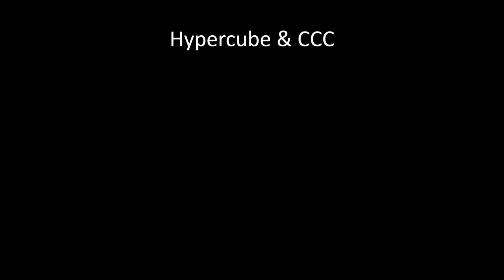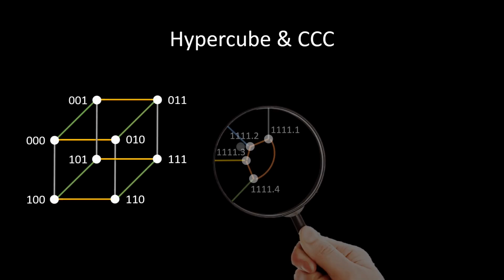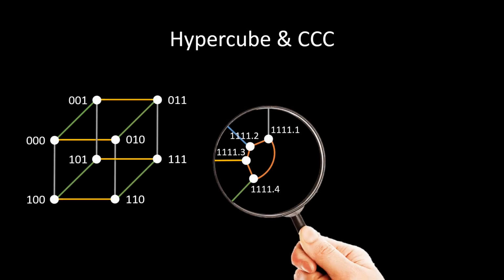In this video, we discuss hypercubic networks. Hypercubic networks derive their name from the hypercube. In this video, we assume that you are already familiar with the hypercube and its close relative, the CCC. The hypercube and the CCC have four interesting properties.